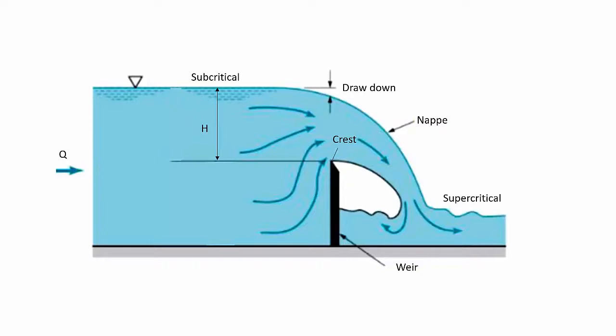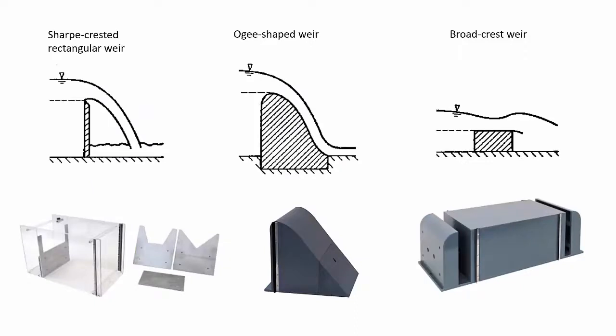As you can see here, the taller the weir, the higher the water level rises in the upstream, which results in faster downstream flow with more kinetic energy. There are many types of weir. Examples are the sharp crest weir, which is a plate-like weir over the cross-section of the channel, the ogee weir with a curved edge, and the broad crest weir, which has an extended crest length.